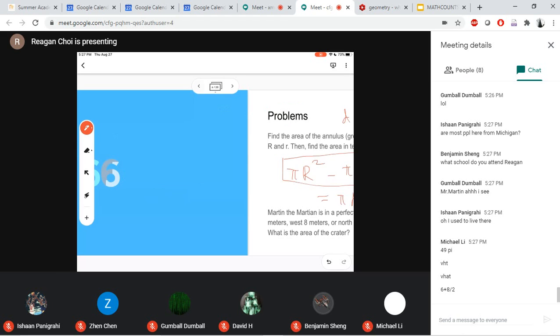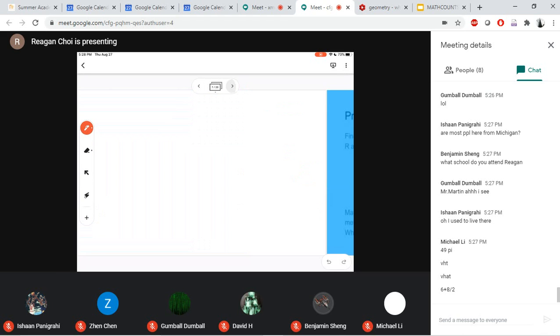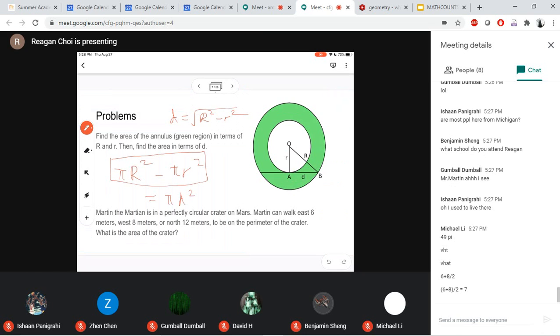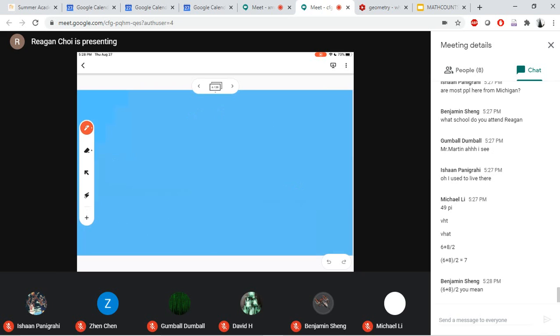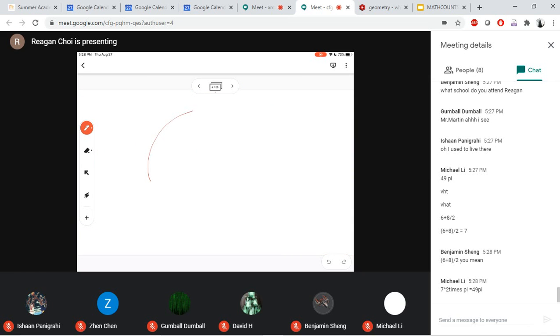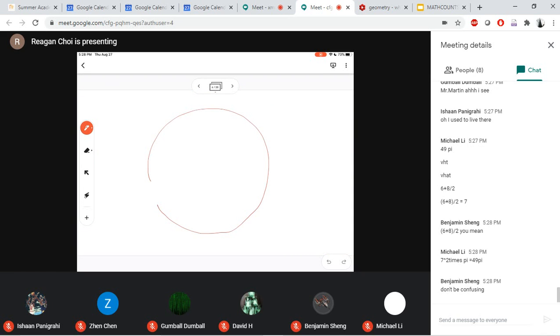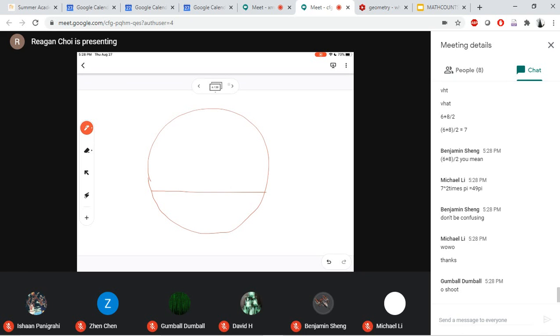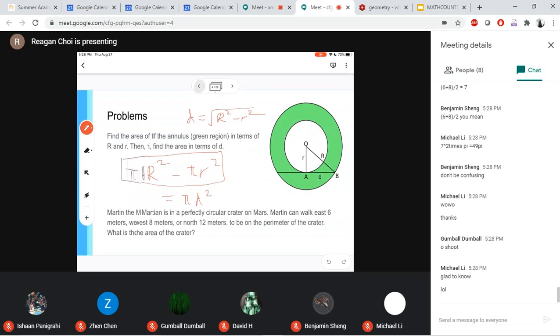Okay. I actually forgot the directions. East 8, west, east 6, west 8, or north 12. Yeah, it looks like you wouldn't have made the team if this was on the test, so that sucks. Alright, so I forgot the numbers already. East 6.